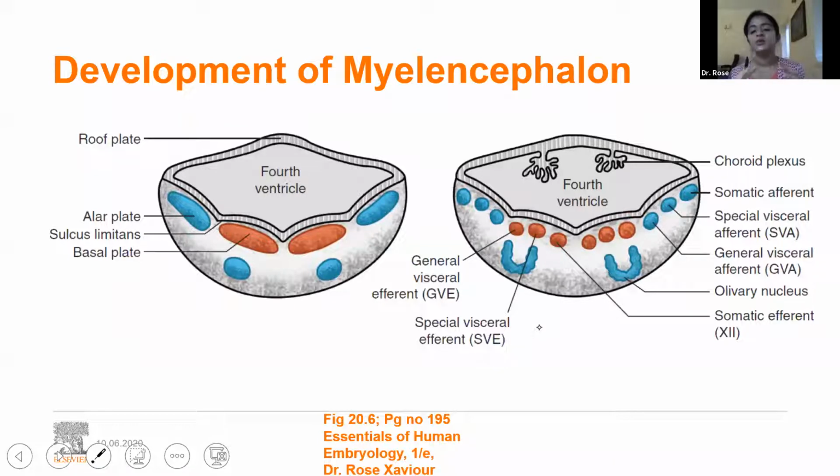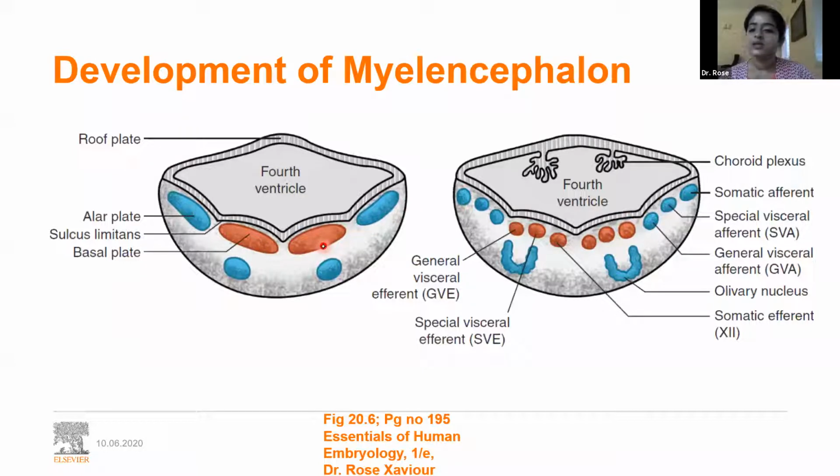Till now, the spinal cord was just in the form of a tube. When it reaches the medulla, it opens up just like you open a book. So the dorsal alar plate now lies laterally, and of course, the basal plate is almost towards the midline. The position of the sulcus limitans has also shifted towards the lateral aspect. So it is not just lying dorsally and ventrally; when it reaches the medulla, it is lying medially and laterally.